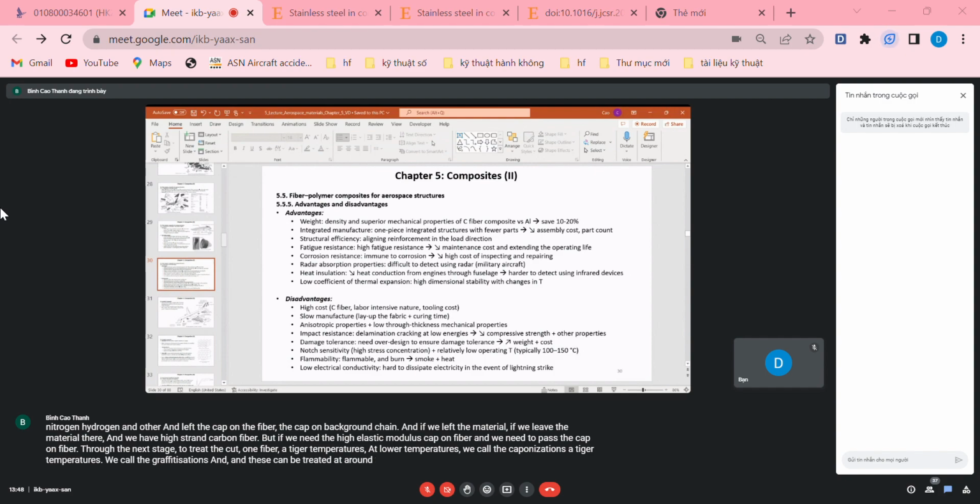And these can be treated at around 2500 up to 3000 degrees C. And we have the high elastic modulus carbon fibers. During this process, you can change the properties, but you apply heat. The process is complex and therefore adds to the cost.